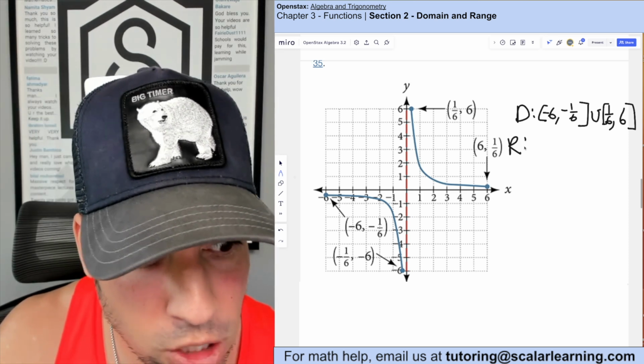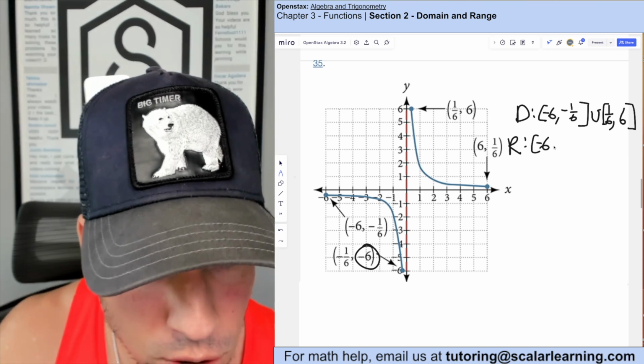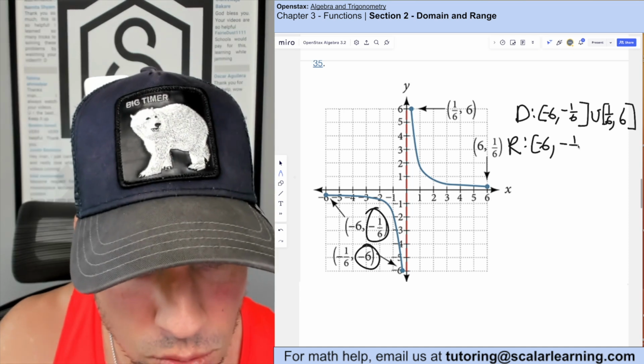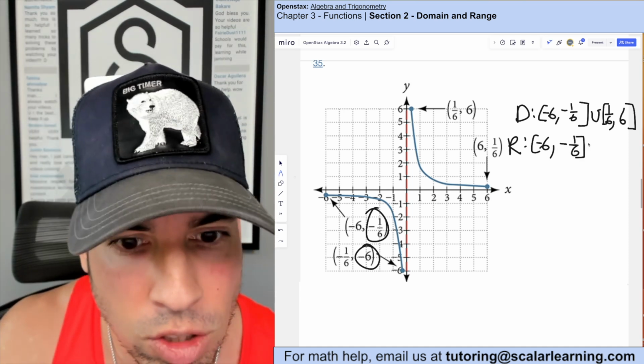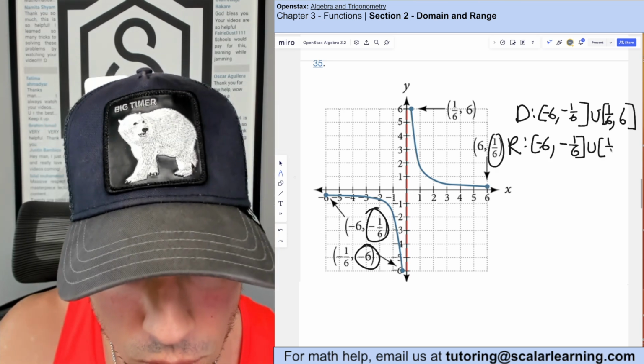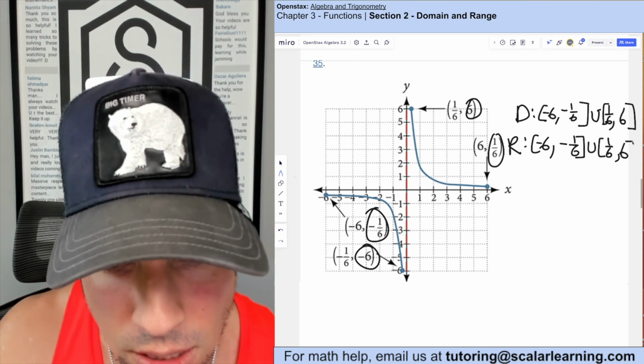Now let's talk about the range. The range, we're starting at a low point of -6 inclusive, going up to -1/6, right? Again, we're looking at the y values. Union, and then we're picking up again at 1/6 for the y value, going up to +6 inclusive.